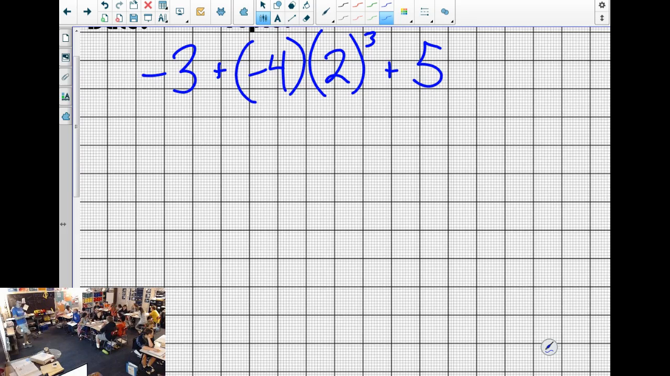Okay? So, here's the issue that people run into. We can only do one thing at a time, or we're gonna make mistakes. Because of how the order of operations works, we gotta do one thing before we can get to the next thing. So, we have this note out on our paper, right?